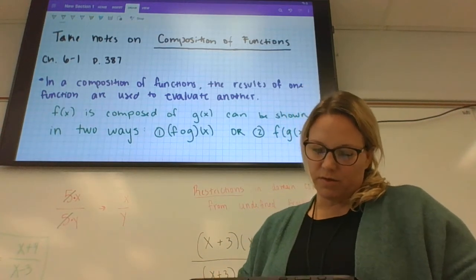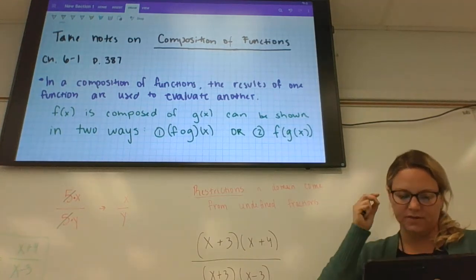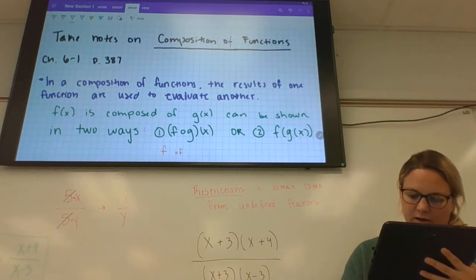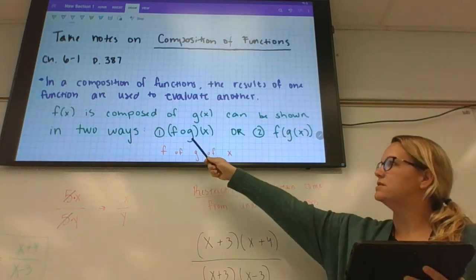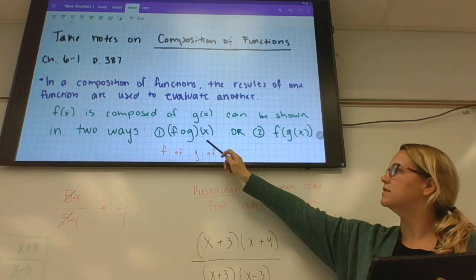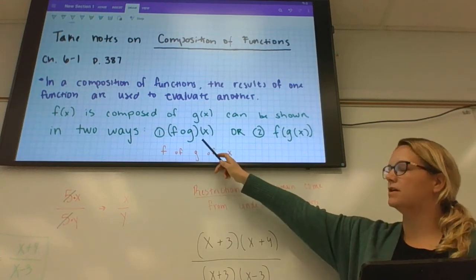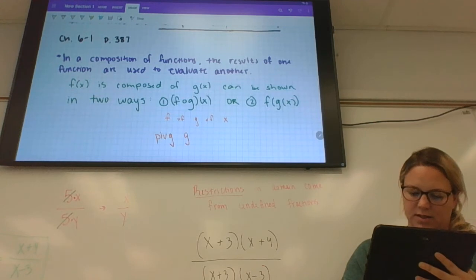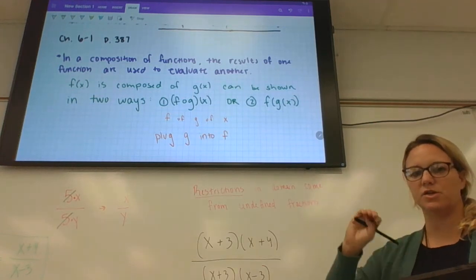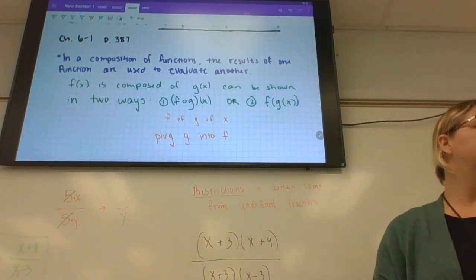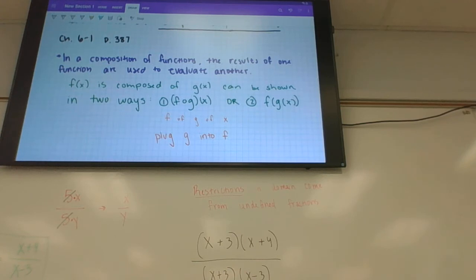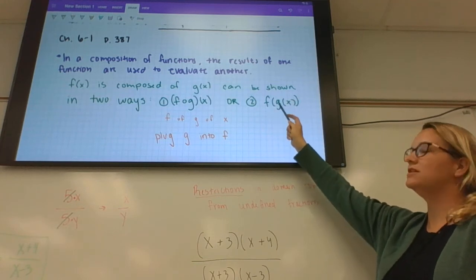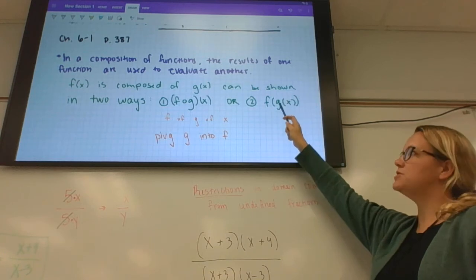So in a composition of functions, the results of one function are used to evaluate another. F composed of g of x can be shown in two ways. And it's read f of g of x. So this is an open circle on purpose. And what this actually means is plug g into f. You take the g function and you put it into f. I think that this one makes a little more sense because if you look, the g is inside the f, and that's what we're going to do. We're going to take whatever g is and we're going to put it inside f.